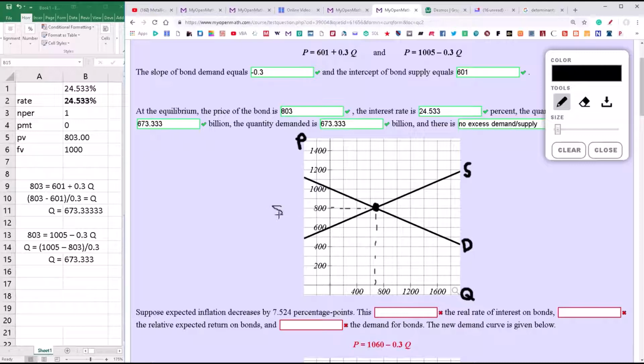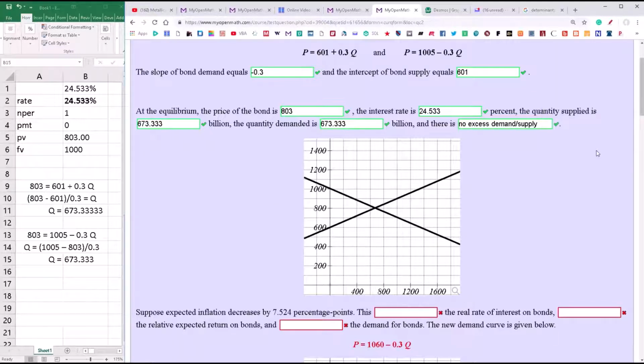So 803 is the equilibrium price, and 673 billion bonds is the equilibrium quantity. That's supposed to be billion. Okay, that's how you'd graph that graph, or label that graph. Okay, good.